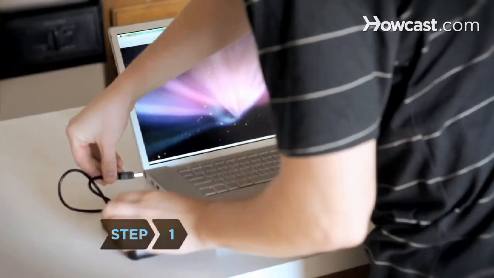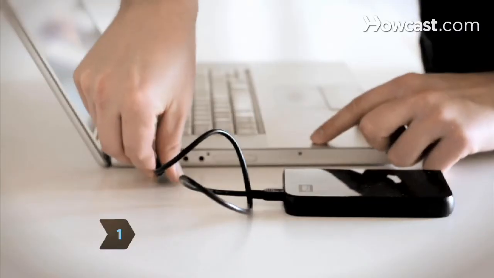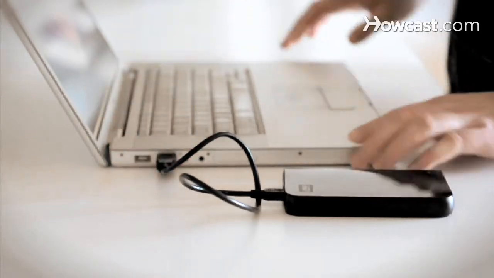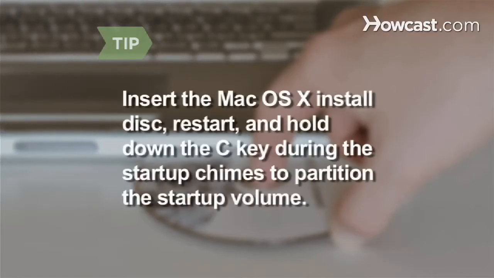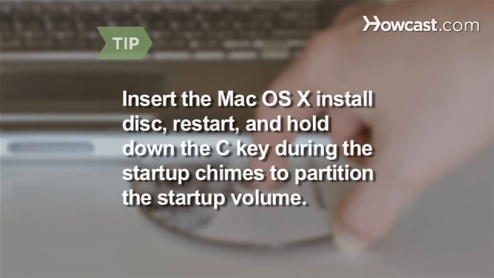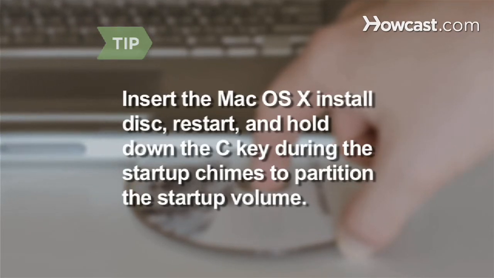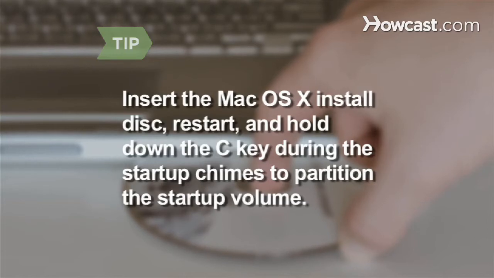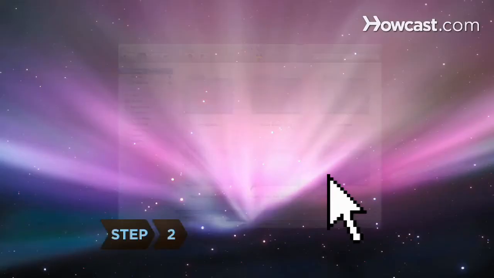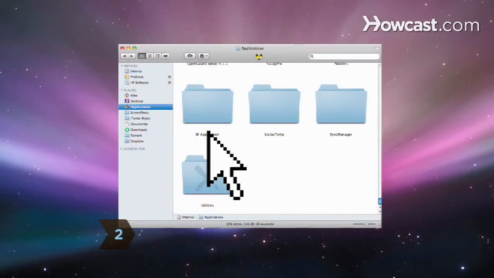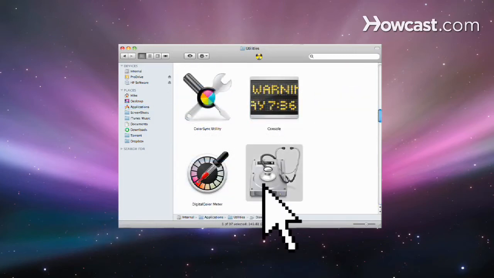Step 1. Backup any data on the hard drive to another drive or computer. Partitioning erases a drive. In order to partition the startup volume or the main hard drive of the computer, insert the Mac OS X install disk, restart the computer, and hold down the C key when you hear the startup chimes. Step 2. Go to Applications, then to the Utilities folder, and open Disk Utility.